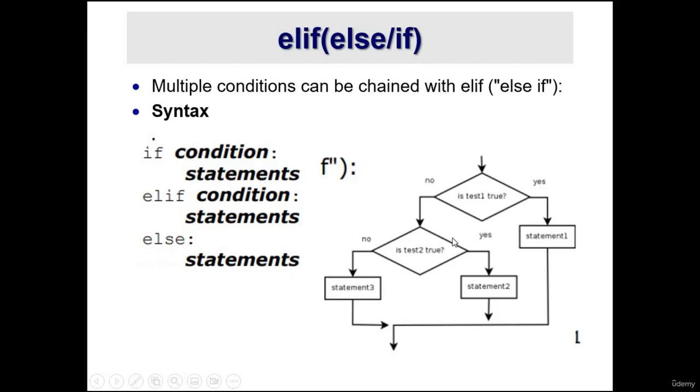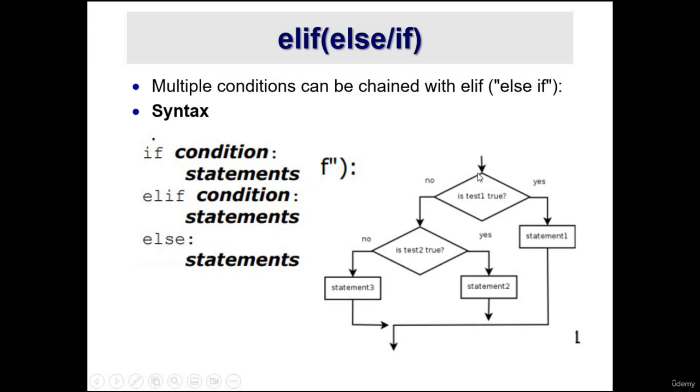Now we are moving to another concept, which is nested if else, or multiple conditions can be chained with else if. So we have if, then we have else, and in Python we have another condition which is else if. So why do we use them? Because multiple conditions can be chained with each other by using else and if conditions. What is the syntax? If condition statements, then we have else if, another condition and another block of statements, and finally we have else, and then we have statements.